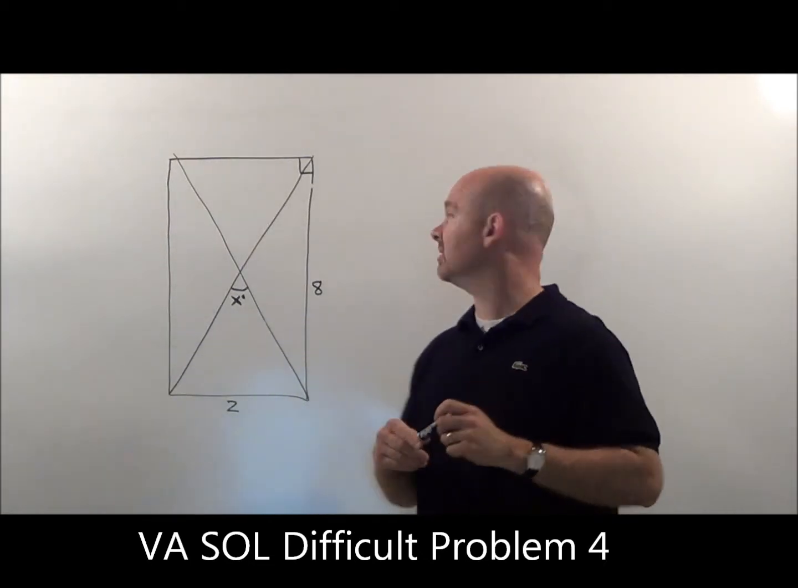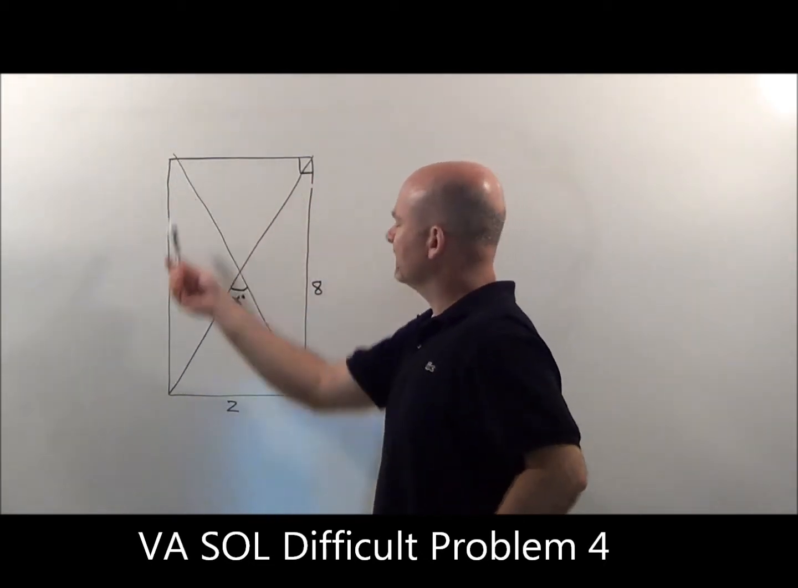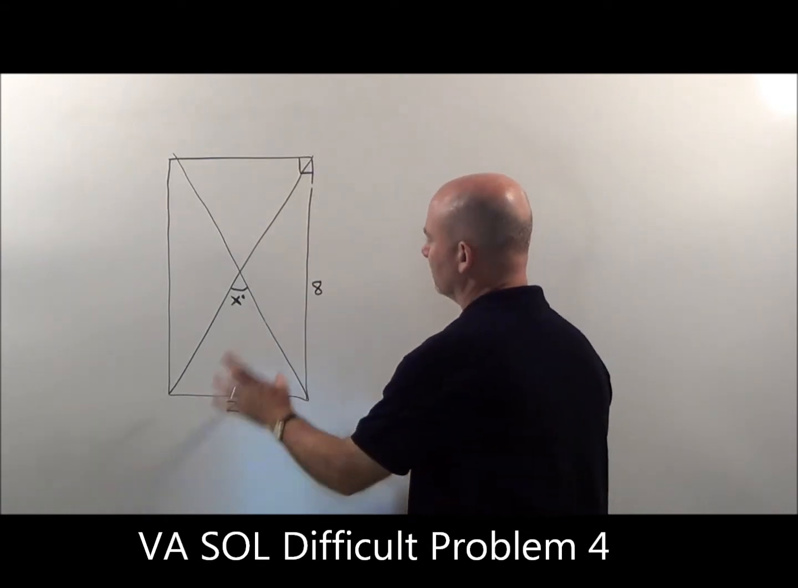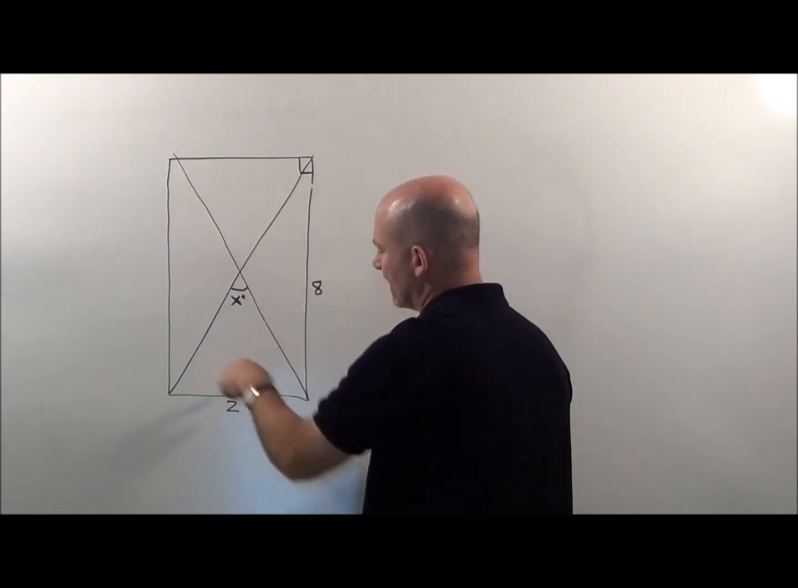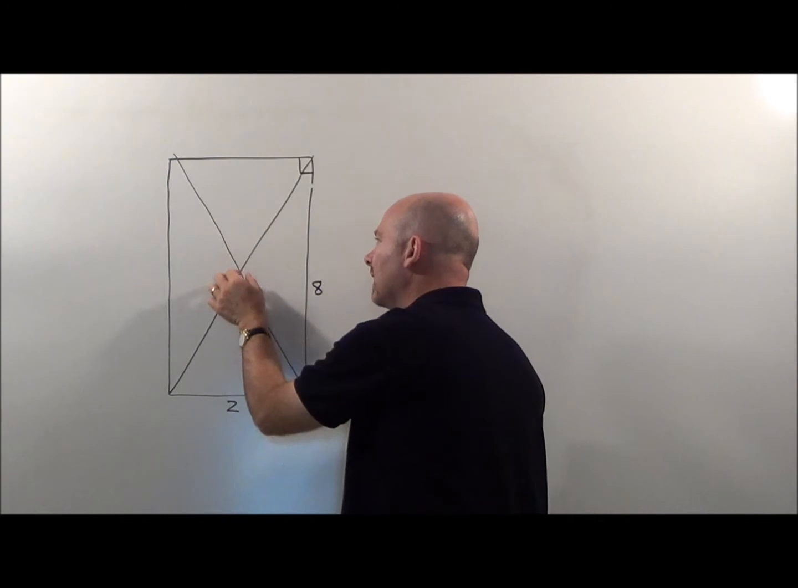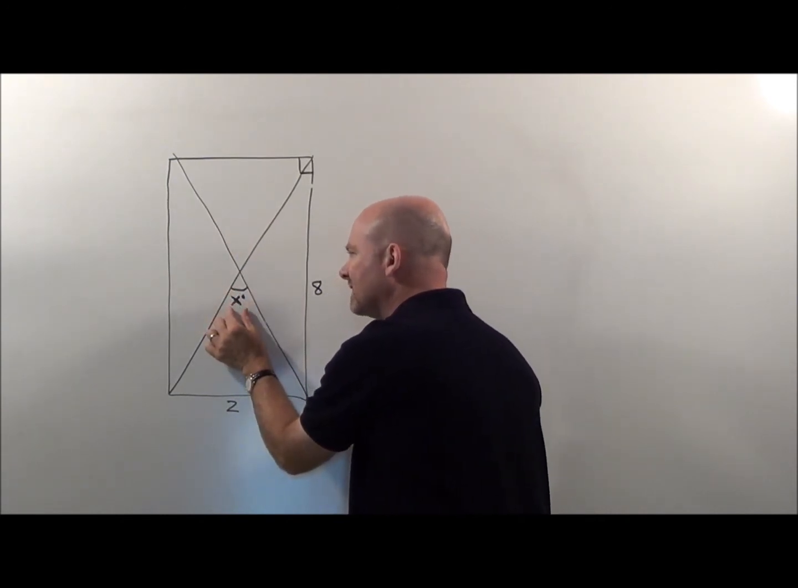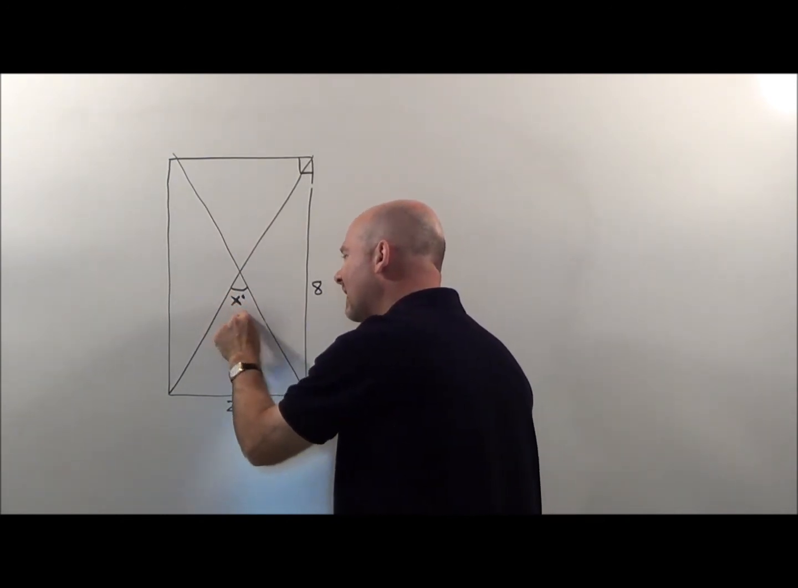Here's a real challenging problem. They give us this rectangle and they tell us we have a measurement of 2 and 8, so we know each corner is 90 degrees, and they want us to find where the diagonals intersect. They want us to find this x degree opening. They want us to find that measurement.